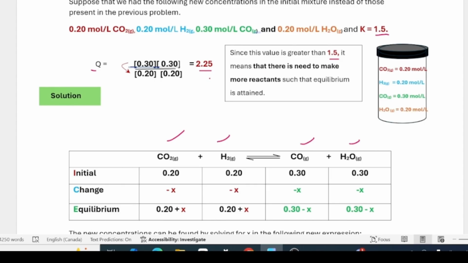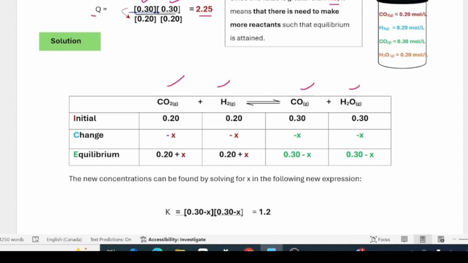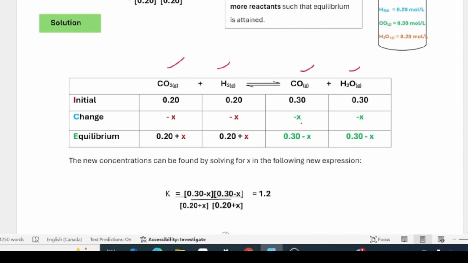How do we make the adjustment? You have to remove from the top and bring to the bottom. Now we know that these are products. The concentrations of the products must decrease, and the concentrations of the reactants must increase. So look what we're doing. You're removing from here, and adding to these places here.